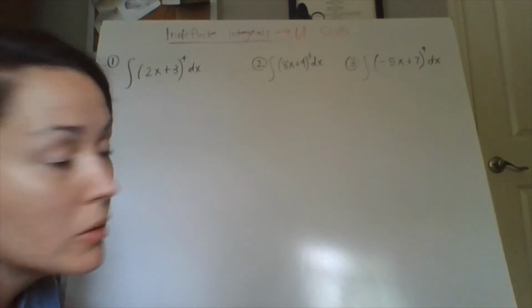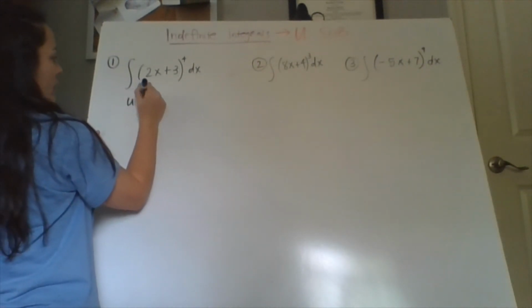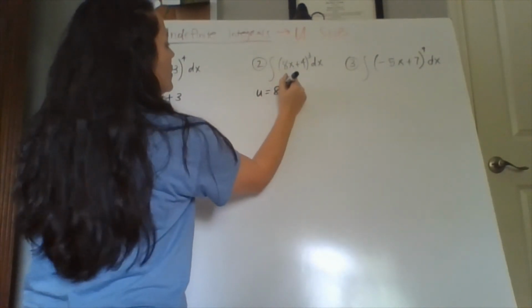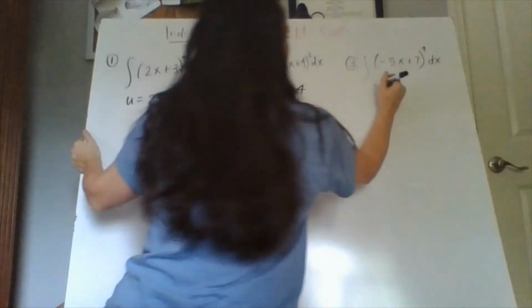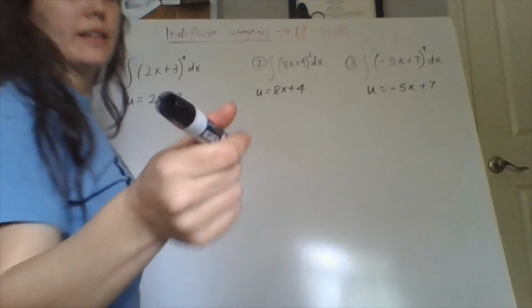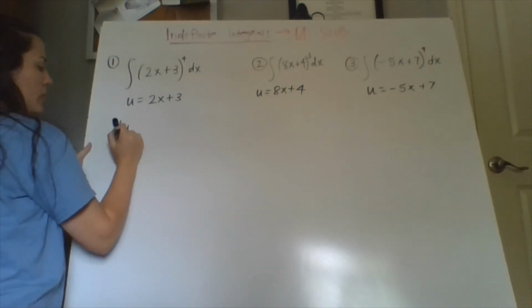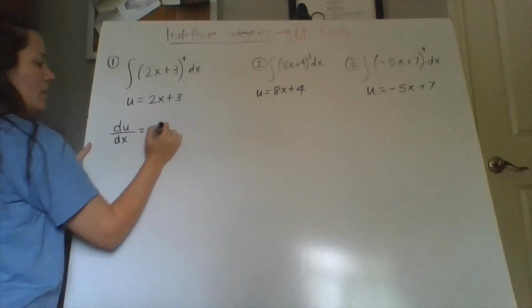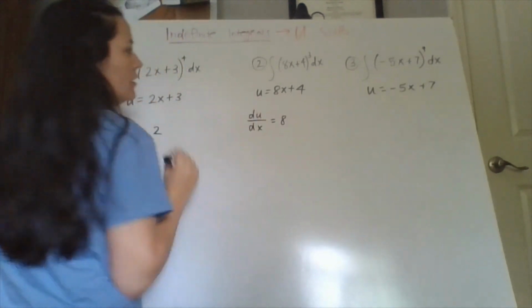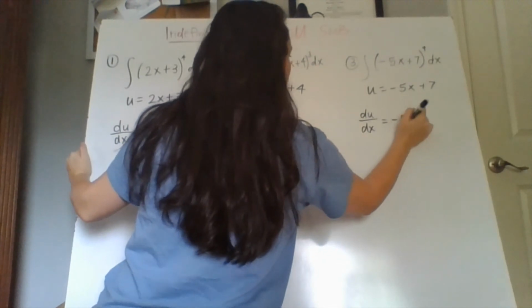So, u substitution. See? U substitution. For each of these, the first thing I'm going to do is identify what u is. Always your first step. Second step is always to differentiate. So the derivative of u with respect to x of this one is 2. Derivative of u with respect to x is equal to 8. And the derivative of u with respect to x is -5.